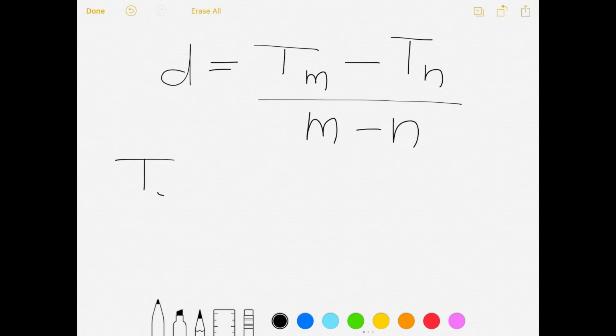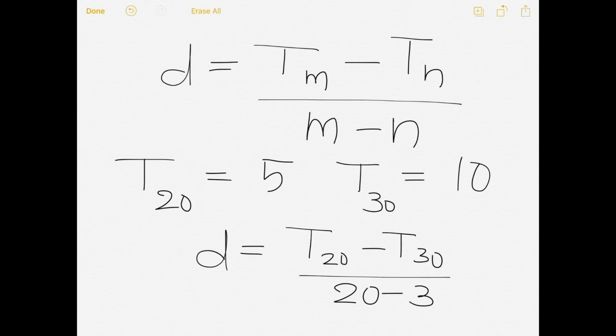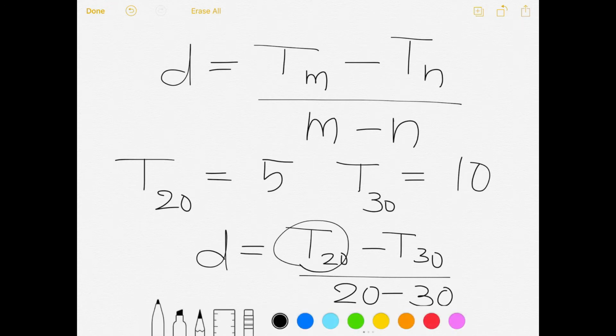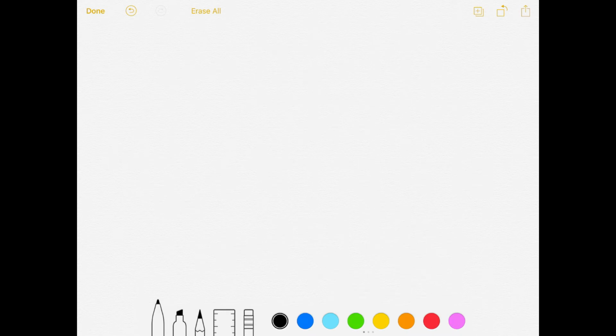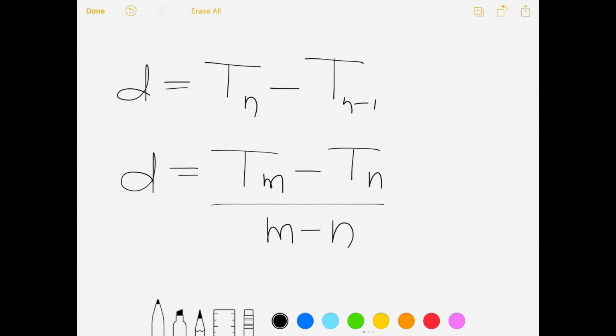Suppose आपको ऐसा दिया जाता है that 20th term of an AP is 5 and 30th term of an AP is 10. ठीक है, तो अगर इस फॉर्मूला में मैं रखूं तो it looks like this: D equals to T20 minus T30 divided by 20 minus 30. फिर T20 की जगह पे होगा 5 और T30 की जगह पे होगा 10, and you can just simply take the difference. So to find the difference we have two formulas: D equals to Tn minus Tn minus 1, or D is equal to Tm minus Tn upon m minus n. Moving on to the next part.